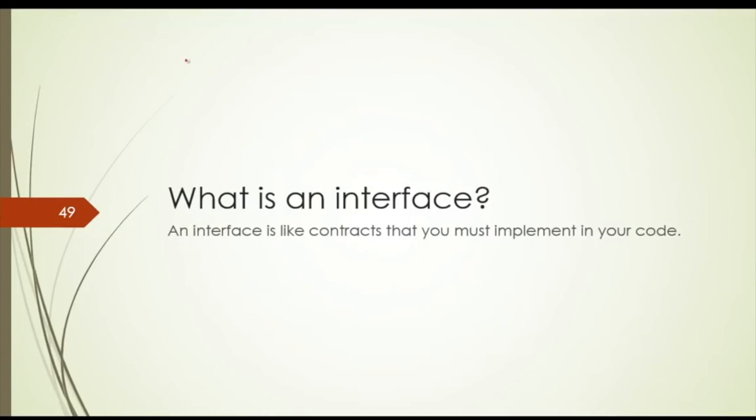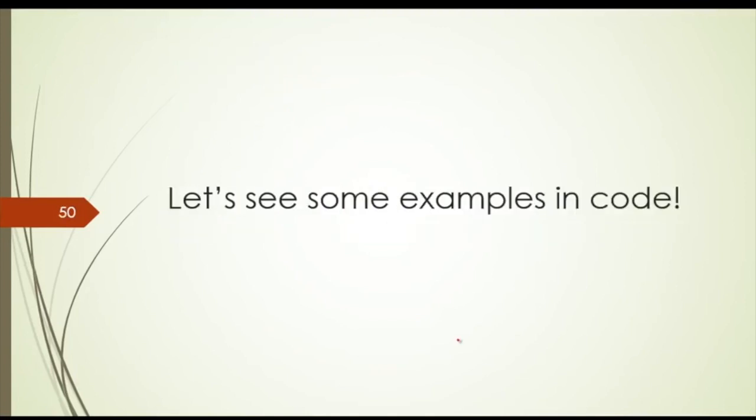So an interface is, as we've said, a contract that says something, something, something, and if you refer to that interface in your code, let's say in a class, then you have to implement these conditions in your class. That's it. That's the interface. So let's see some examples in coding.